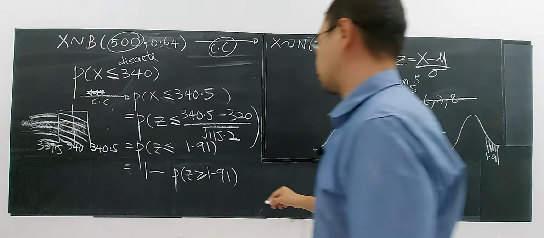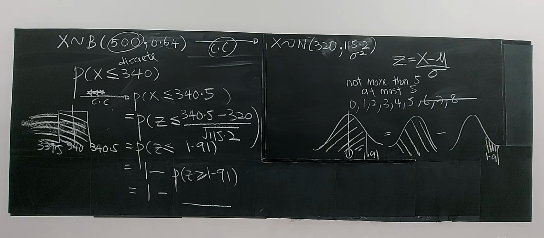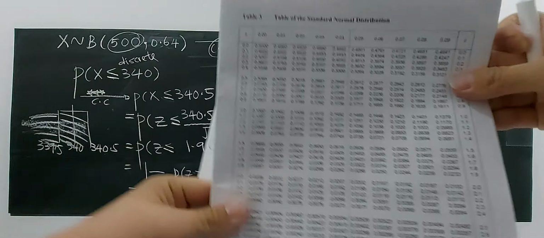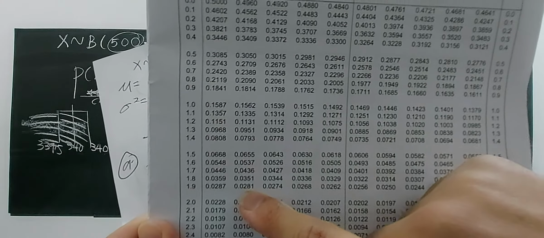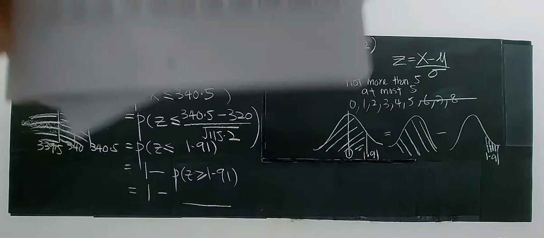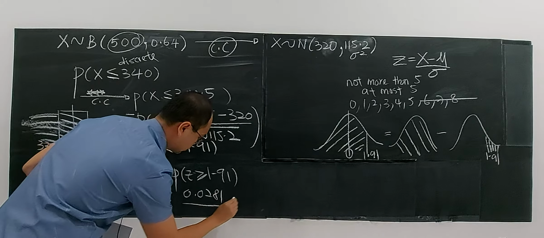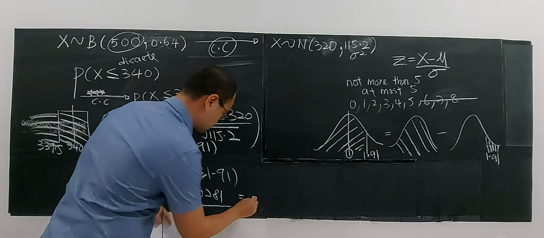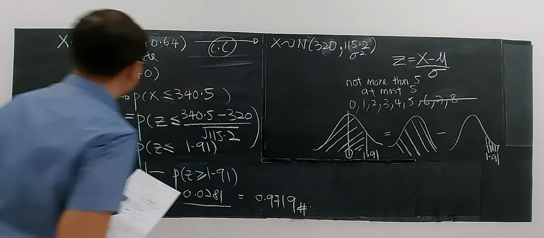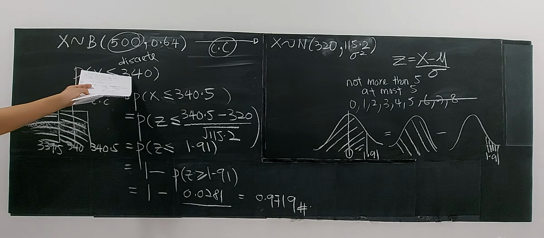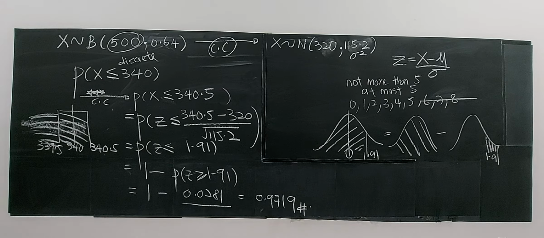So from the statistical table, find the value of 1.91. It is 0.0281, right? 0.0281. So when you subtract, you're getting 0.9719 as the probability that not more than 340 times the shot hits the target. Okay, let's move on to the next one.